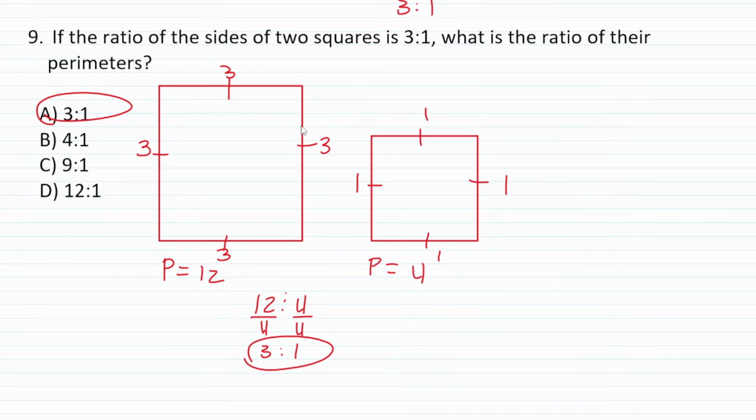And this would hold true no matter what numbers you put for the side length of these squares. As long as they have a ratio of 3 to 1, they will always reduce to a ratio of perimeters being 3 to 1 as well.